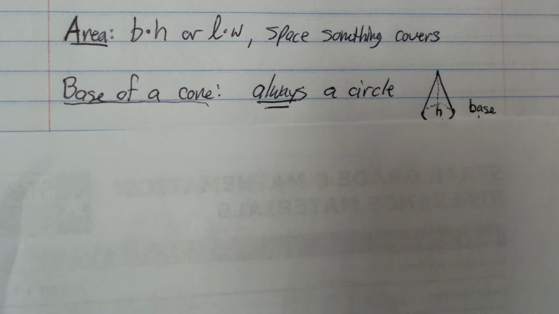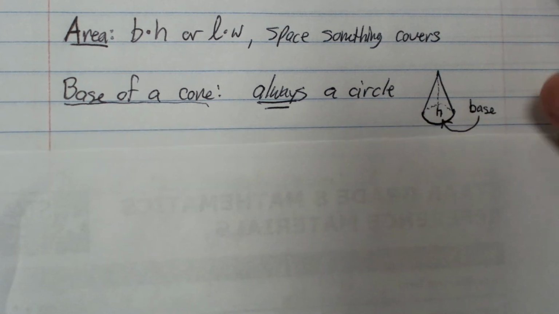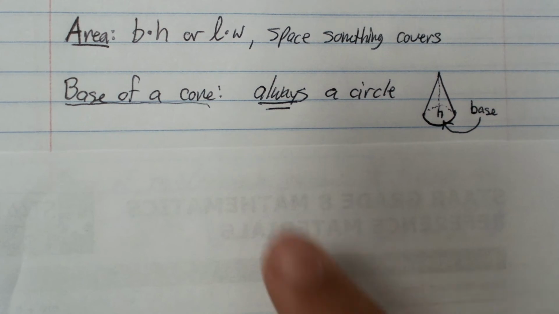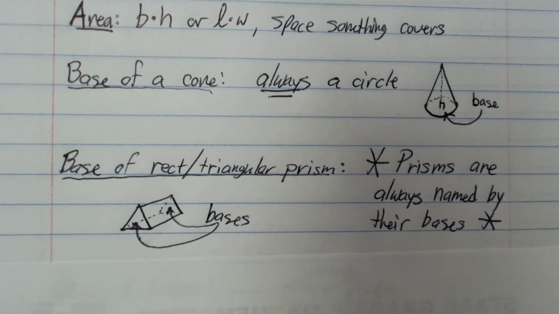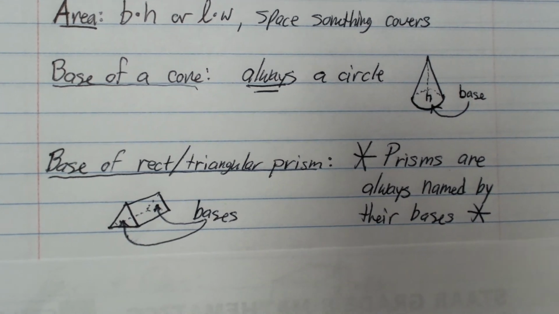The base of a cone is always going to be a circle. This will come in when we start talking about volume. The base of a cone is always a circle. Okay? The bases of a rectangular prism and triangular prism.